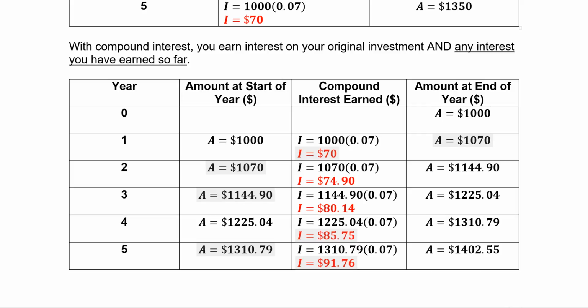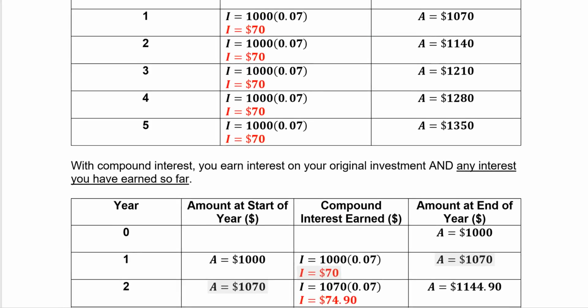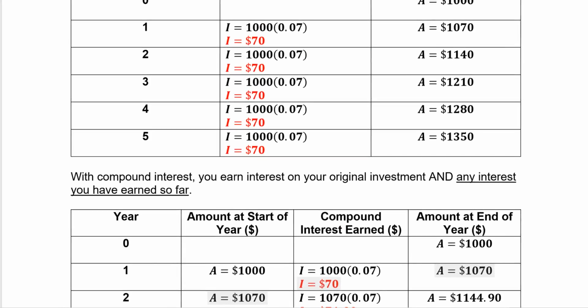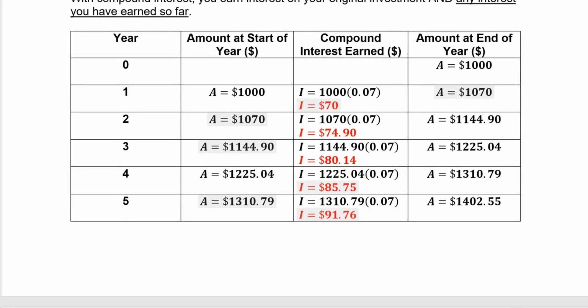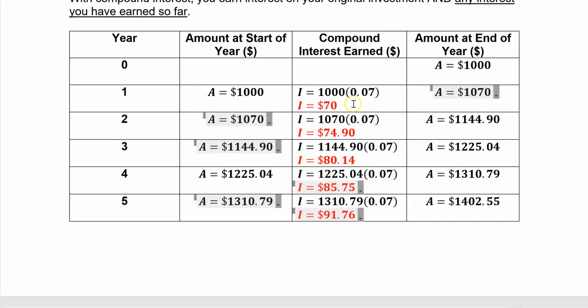Taking a look at the actual interest amounts, for simple interest, it was $70 every single time, but with compound interest, it gets larger and larger. So $4.90 more, then about $5.20 more, and so on. Not only is it increasing, it's increasing by a larger amount each time, because the principal amount, the amount that we earn interest on, is increasing every single year.